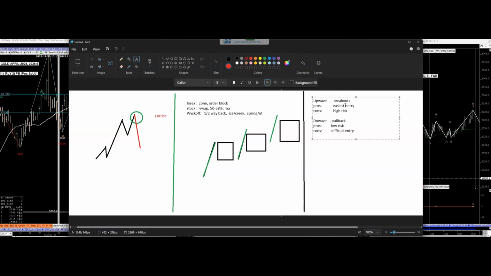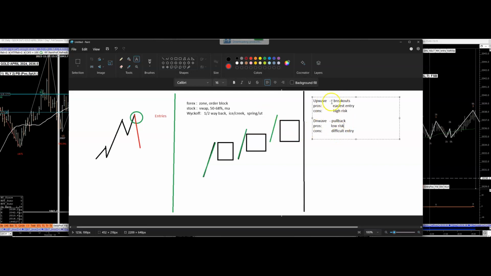It's low risk, but this is the trade-off of buying on the up wave versus buying on the pullback or the down wave. An up wave breakout is very easy. Anybody can do it. Just draw the line above the high and go in long.